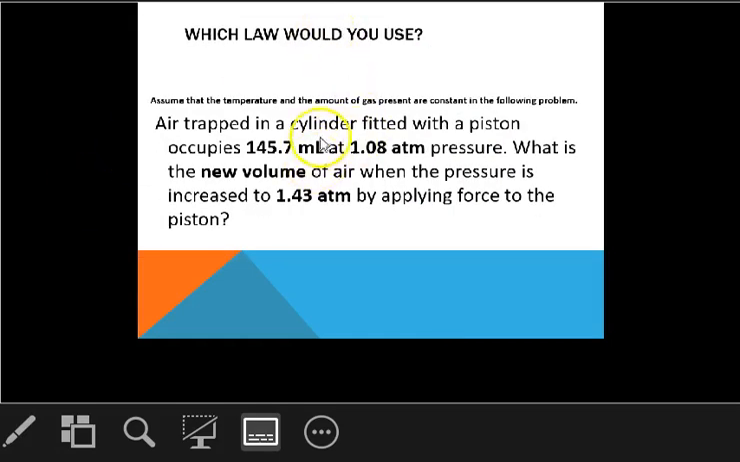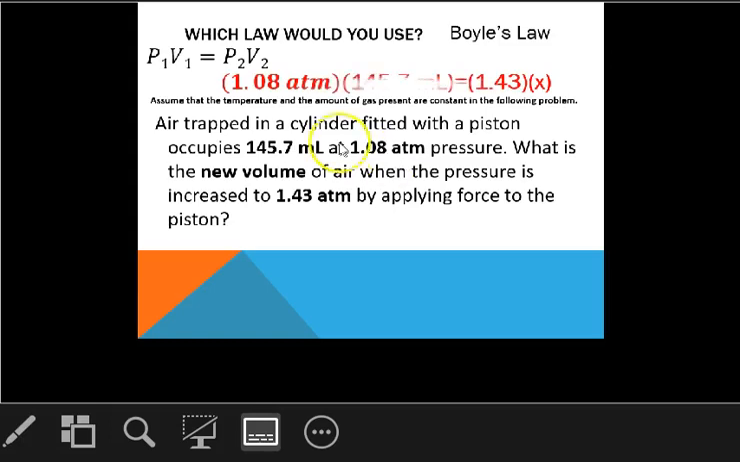Air is trapped in a cylinder fitted with a piston that occupies a certain volume, 145.7 milliliters, at a certain pressure, 1.08 atmospheres. What's the new volume? Do you see you're having a change in conditions? That means you're going to be using one of the named gas laws or the combined gas law. This only has volume and pressure. So this is Boyle's law. That's PV equals PV.